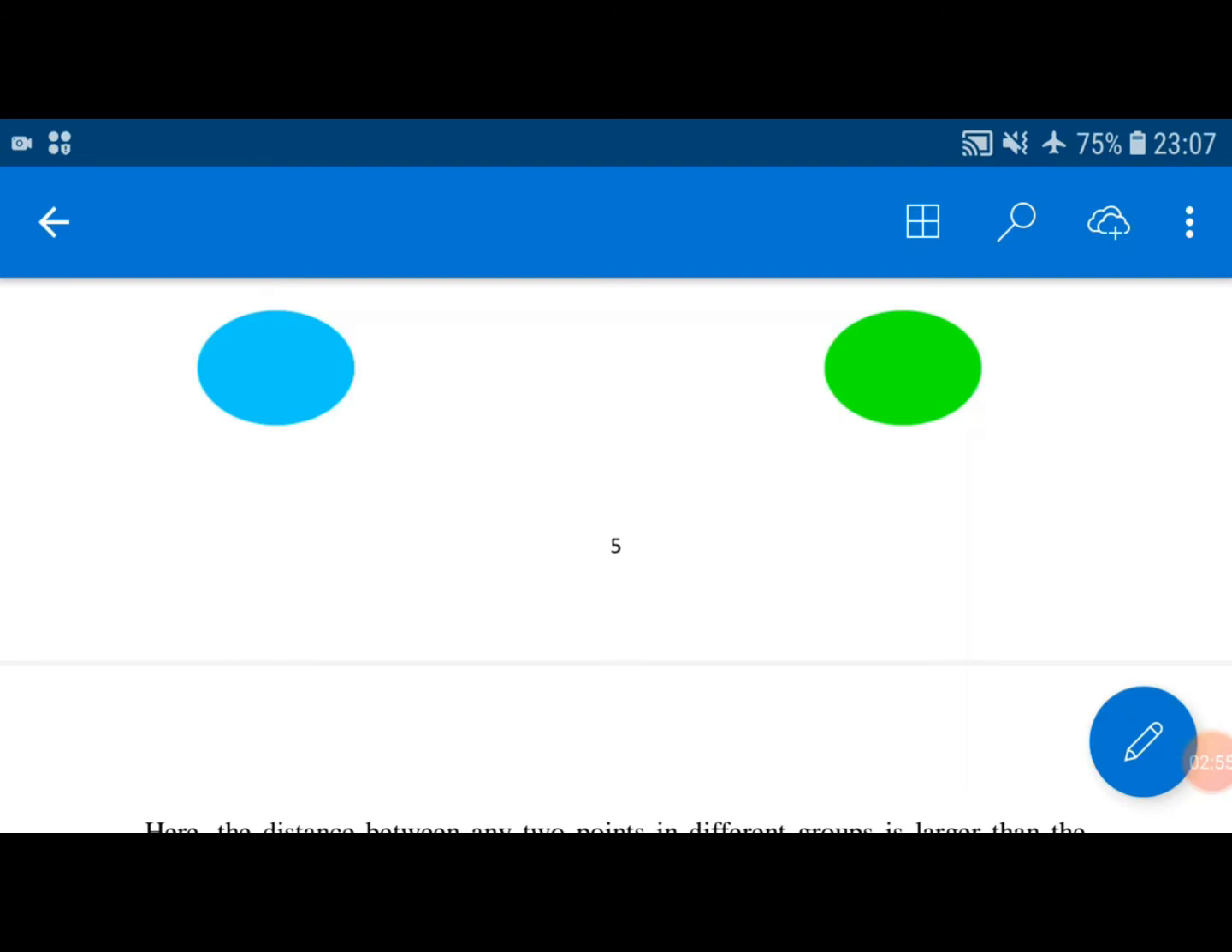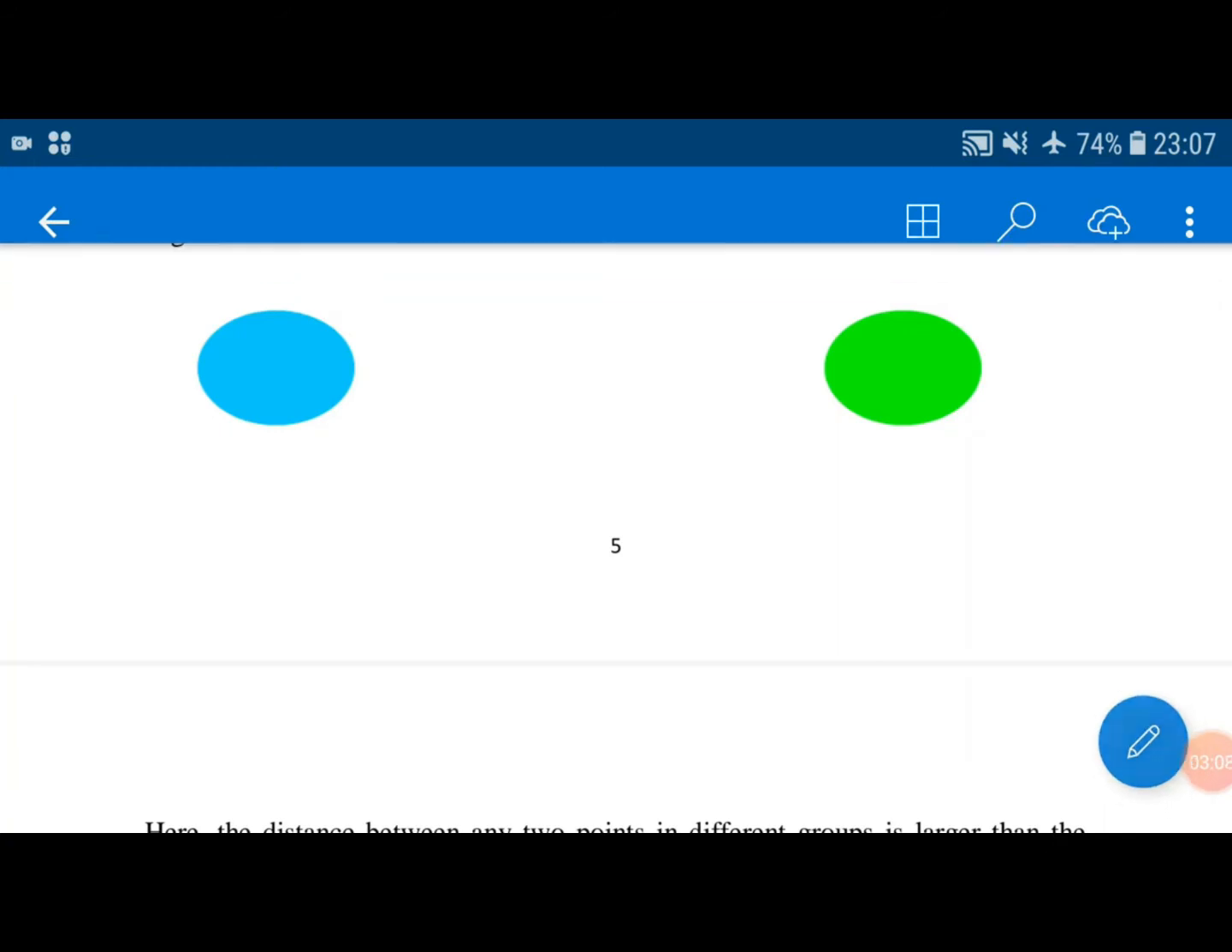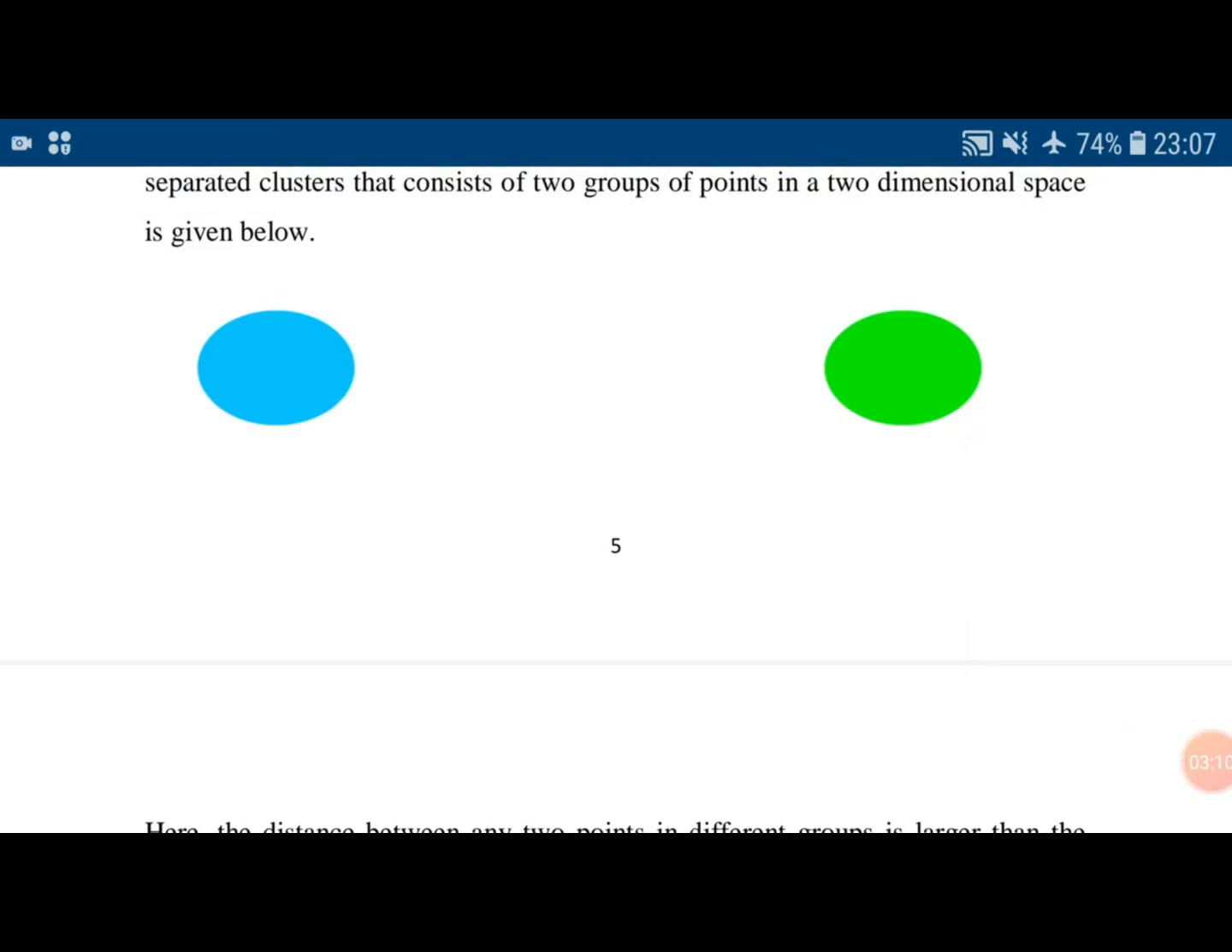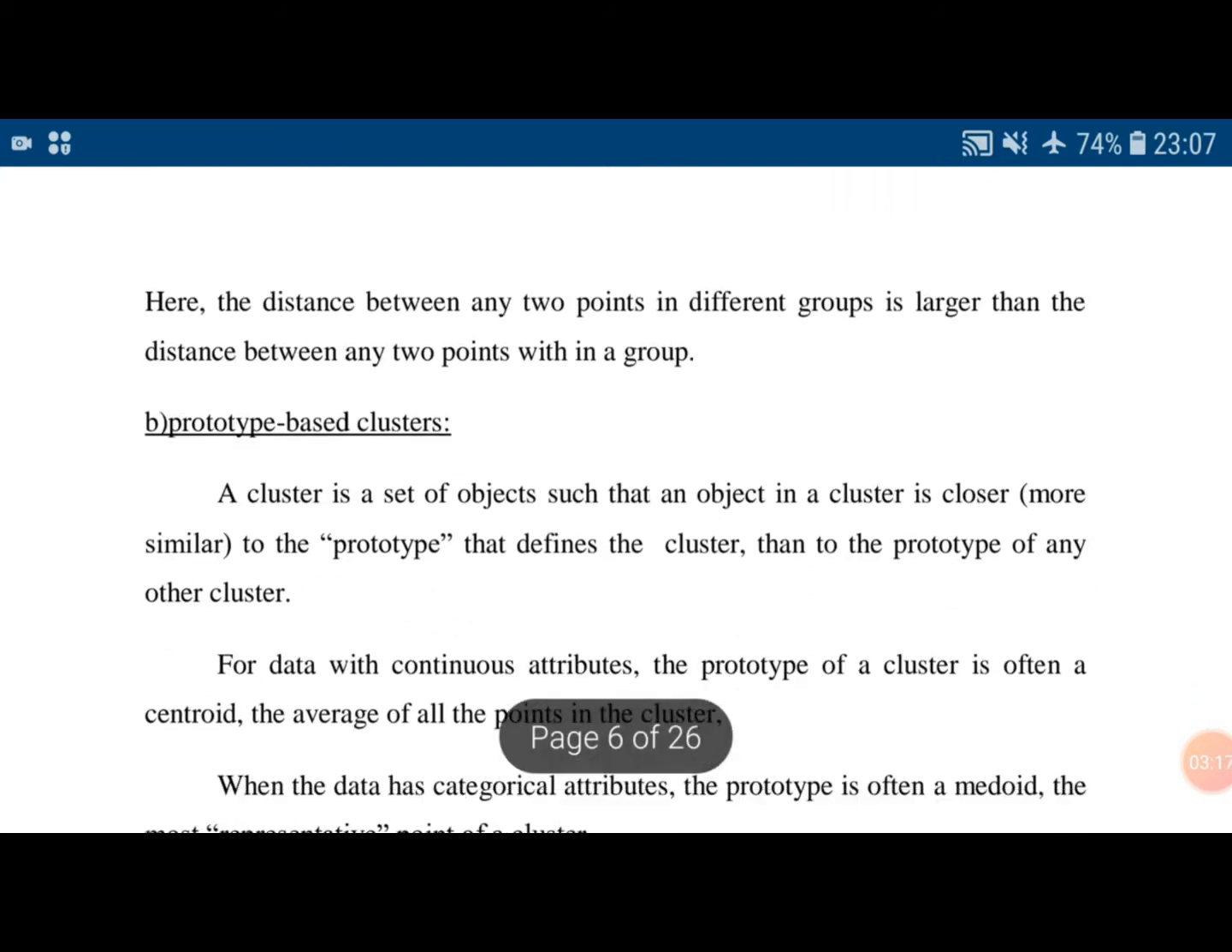Compare this to the distance from one cluster to the other cluster. For example, in this figure itself, in the blue oval, each and every pixel we considered as an element. The element which is blue in color is far away from the element which is green in color. That is the main strategy of well separated clusters.